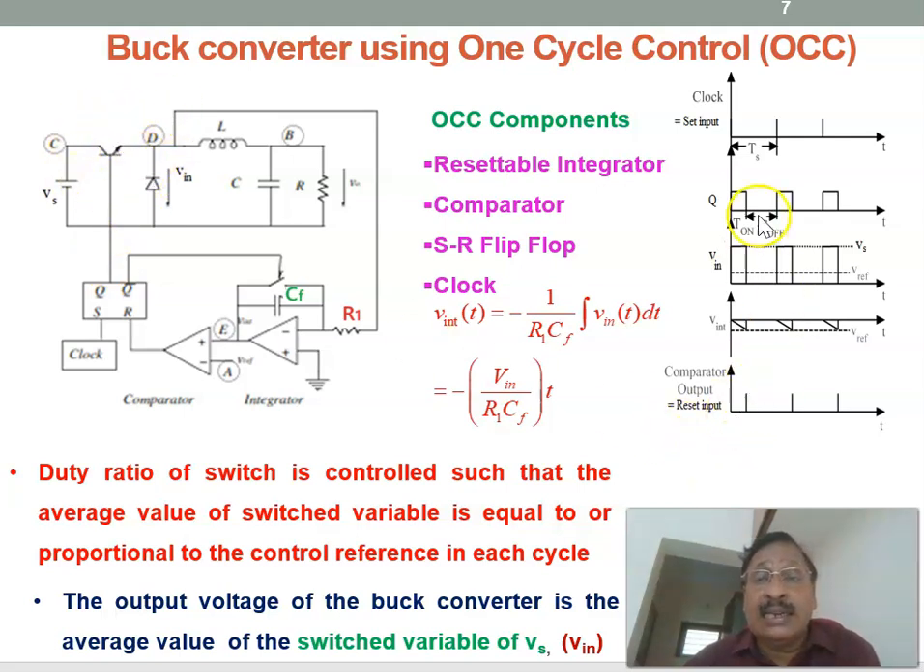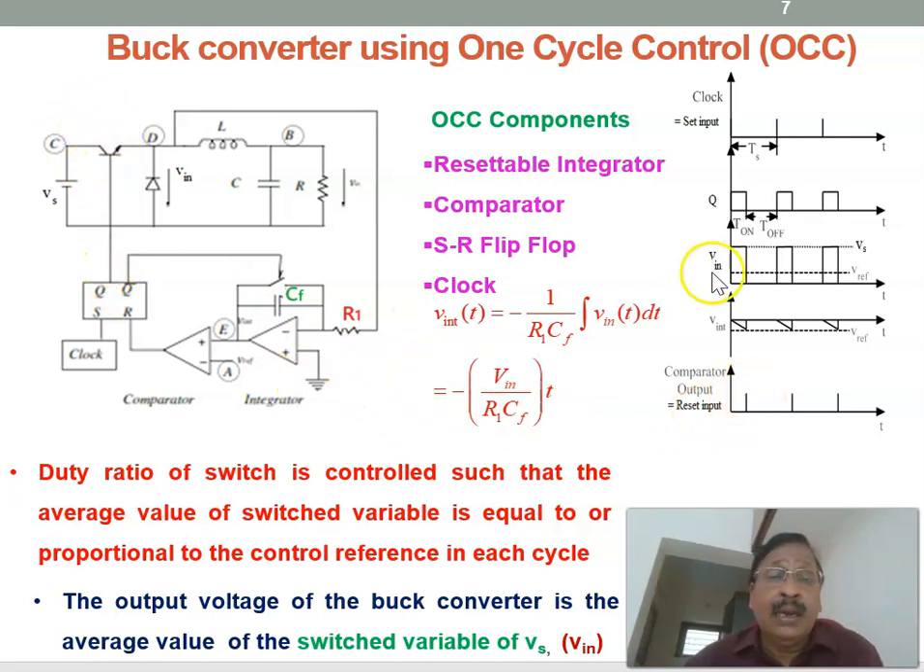Therefore, at this instant, the switch gets turned off, and the voltage will become zero, because the diode is conducting; the voltage at the input here, V in, will become zero. At the same time, Q bar is high, and that is given to reset the integrator. This will close the switch, so the capacitor charge is reset, which resets the integrator. Both are done by Q bar, as well as Q switching off the device.